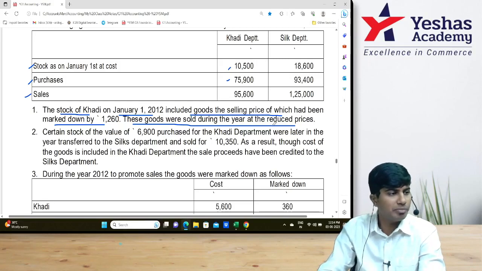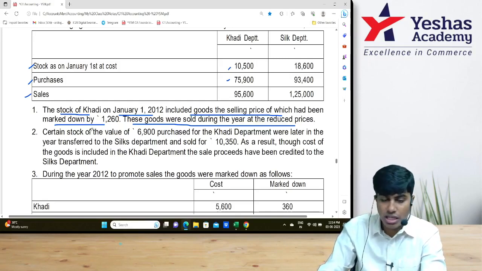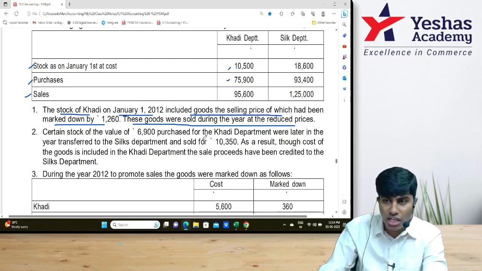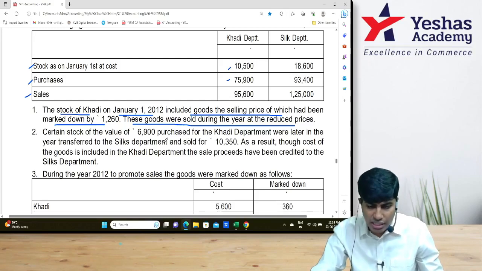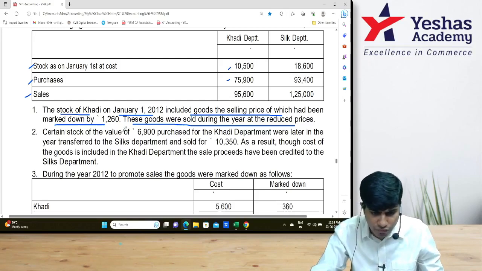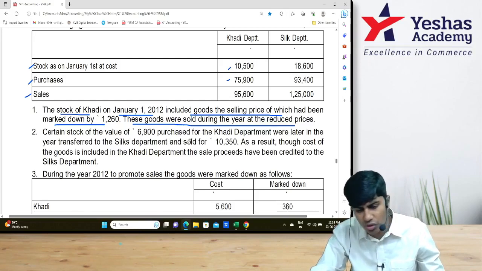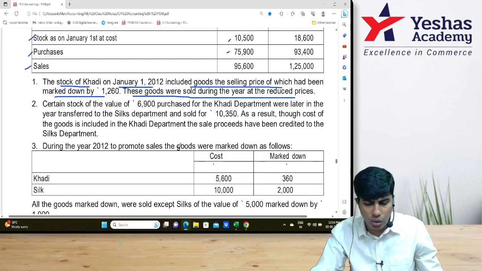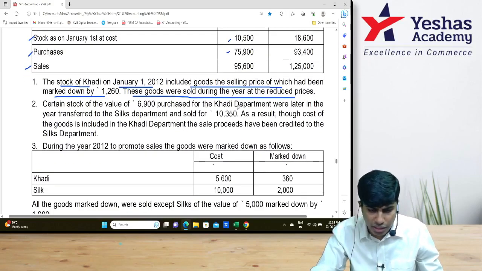Can we go to the next part? After this, the question says, certain stock of the value 6,900 purchased for the khadi department were later in the year transferred to silk department. So who's transferring to whom? Khadi is transferring to silk department, and sold for 10,350. Okay. Now tell me, what would we do with regard to this?